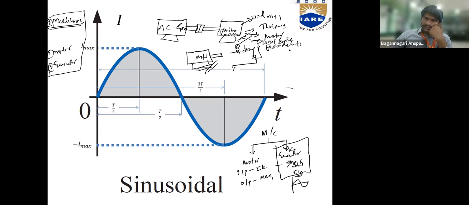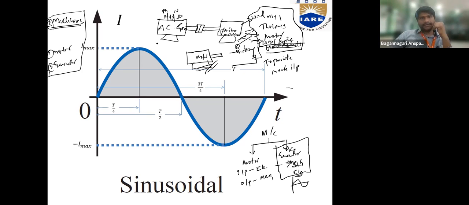So what is the fundamental function of these elements which I use as a prime mover? To provide mechanical input for the generator. Since it is acting as a generator, it has to provide the mechanical input, and the generator will convert that mechanical input to electrical output. If it is a single phase generator, it will have two terminals, phase and neutral, or if it is a three phase generator, it will give R, Y, B. Out of these, we are interested in a single phase waveform.